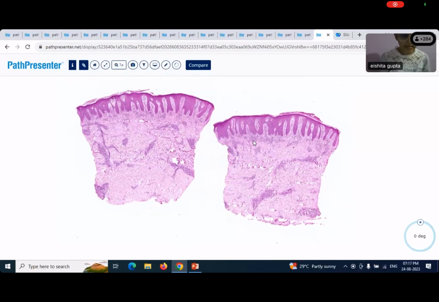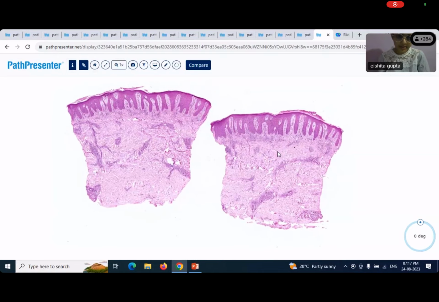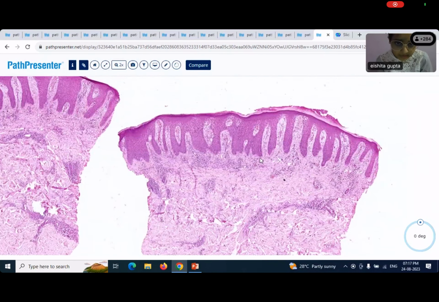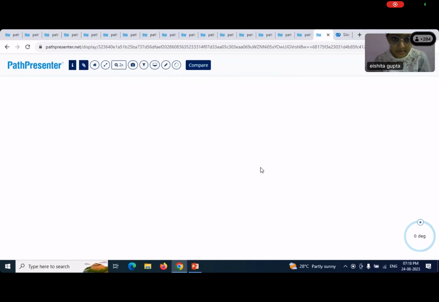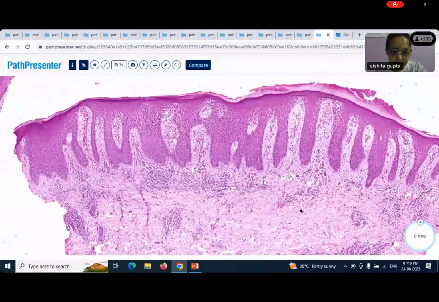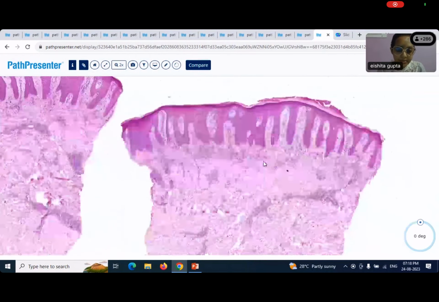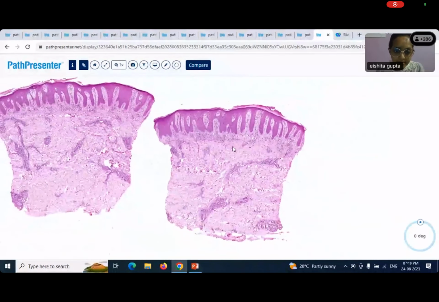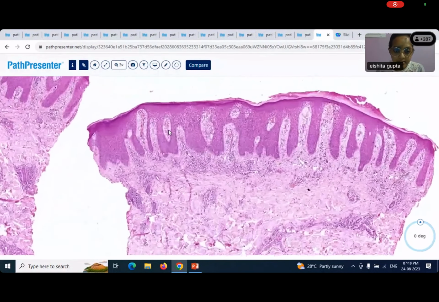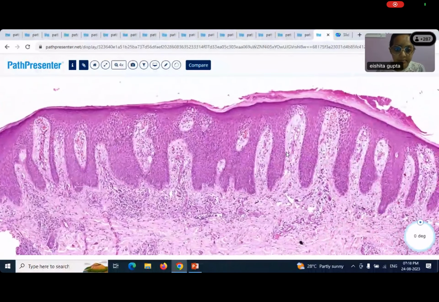Okay. Yes, ma'am. This is an H&E stain section of skin which is showing regular elongated rete ridges in the dermal papilla. We can see the blood vessels are dilated in between the papillae, and there's alternating rete ridges so that the epidermis is thinned out at places, and in the dermis we can see mild to moderate inflammation.